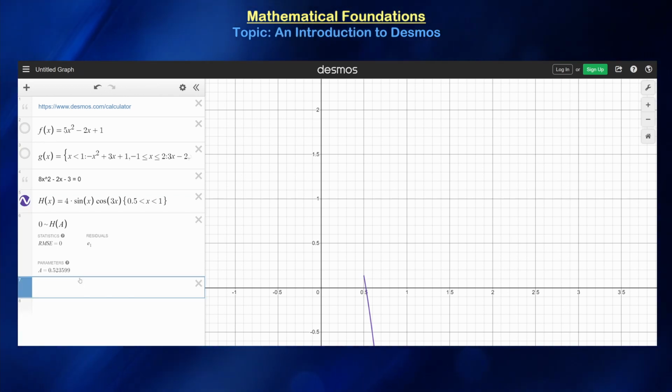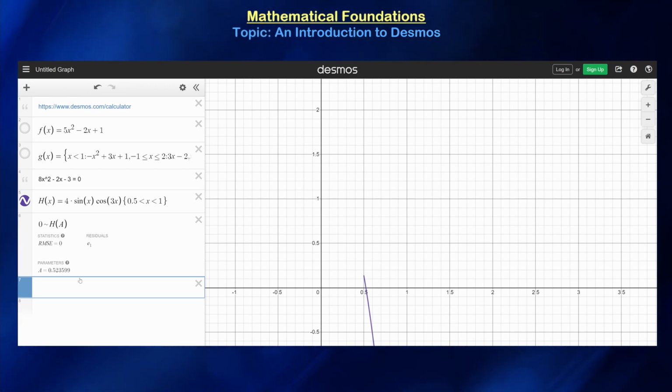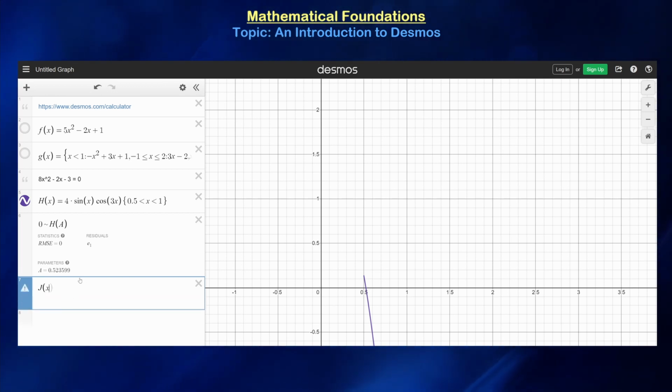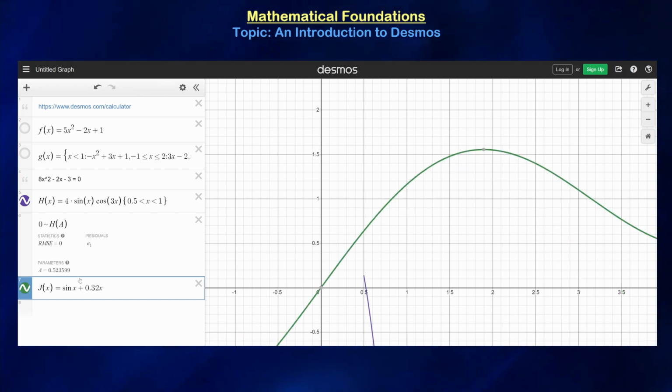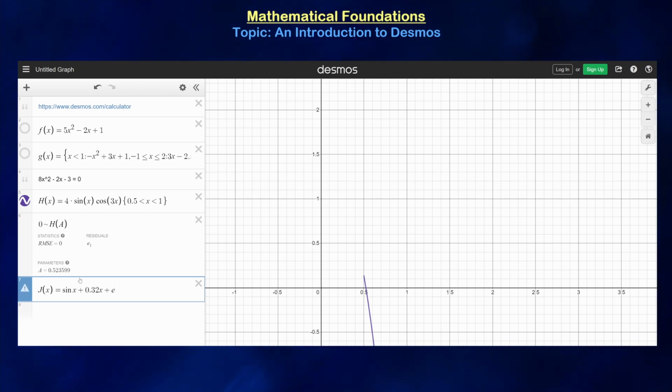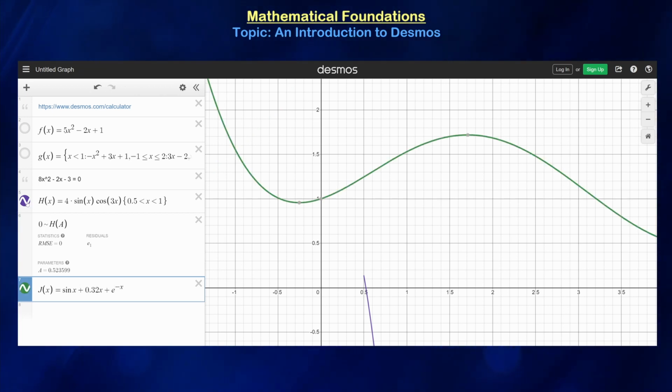What about if you're in, say, calculus? What about derivatives? Can it do derivatives very easily? The answer is, of course, yes. Let's define a new function. Let's call it j of x, and let's assume this function is equal to sine of x plus 0.32x plus e to the power of negative x. So we have a new function here.